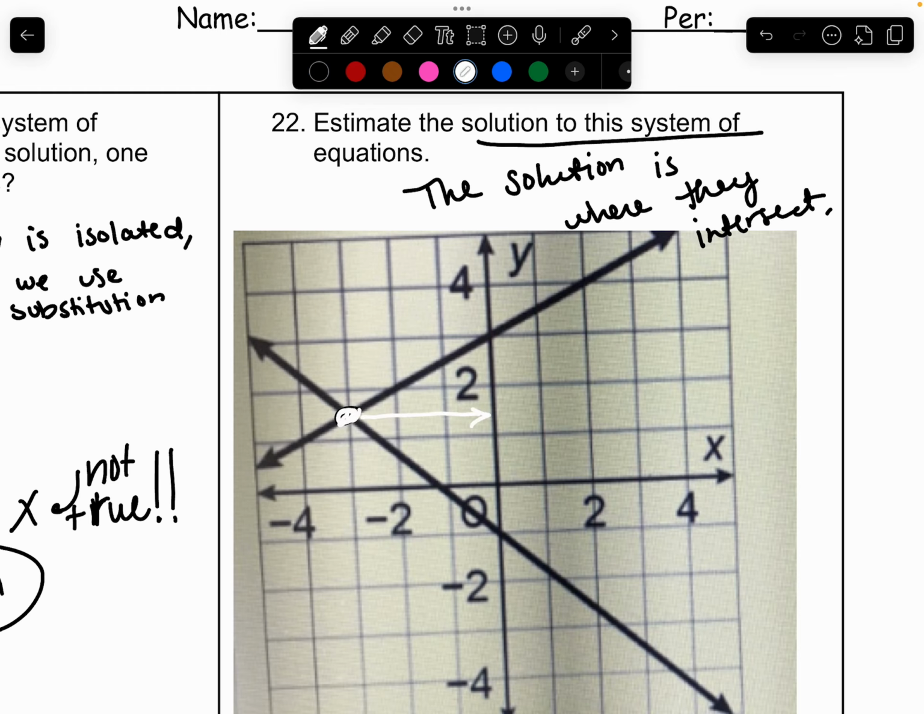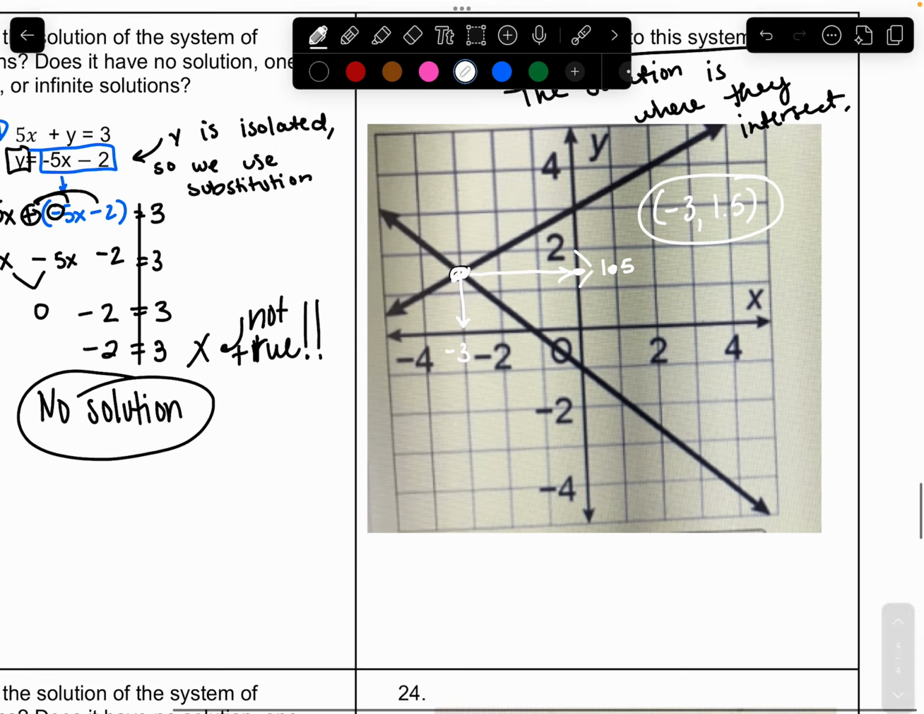Okay, now we have to figure out, is it exactly at a point? No, it's in between 1 and 2. Therefore, it's going to be 1.5. My y will be 1.5 and my x will be negative 3. So my answer would be negative 3, 1.5. Okay, don't be scared of decimals.